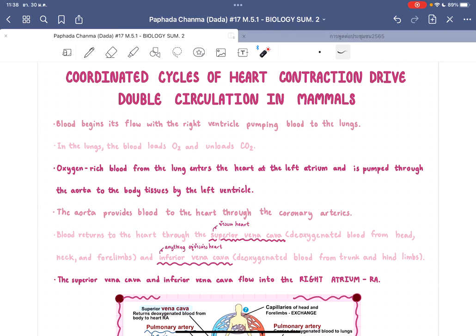Coordinated cycles of heart contraction drive double circulation in mammals. Blood flow begins with the right ventricle pumping blood to the lungs. In the lungs, the blood loads oxygen and unloads carbon dioxide. Oxygen-rich blood from the lungs enters the heart at the left atrium and is pumped through the aorta to the body tissue by the left ventricle. The aorta provides blood to the heart through the coronary arteries.